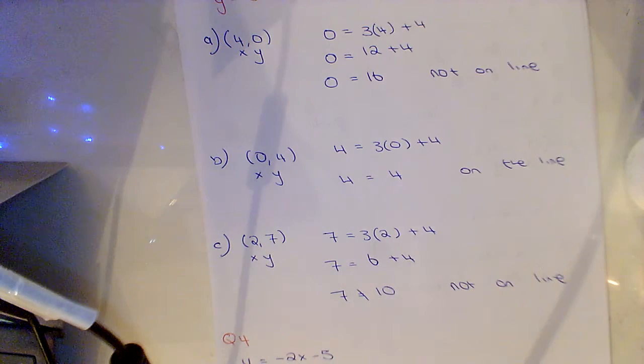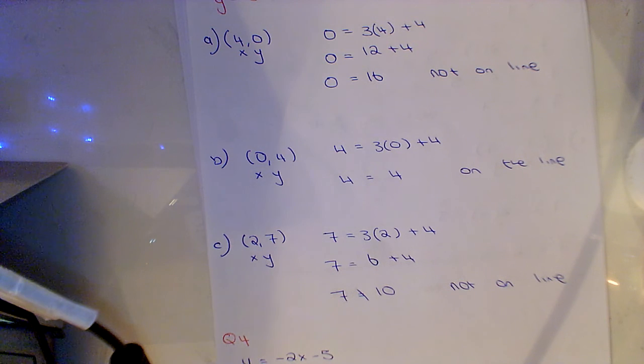Part C I have 2, 7. So I have x is 2, y is 7. So I have 7 is equal to 3 bracket 2 plus 4. 7 is equal to 6 plus 4.